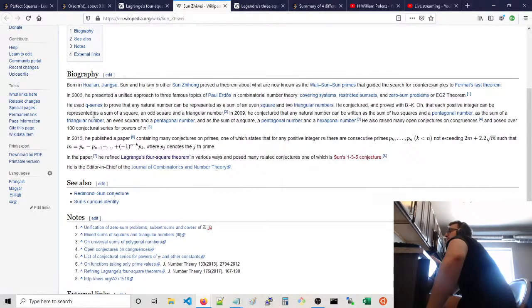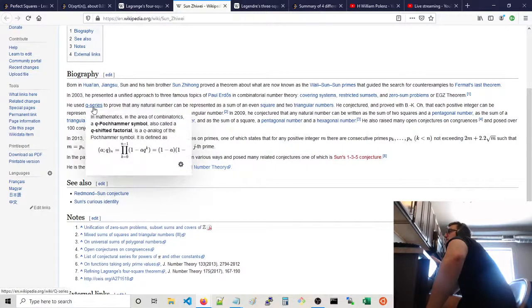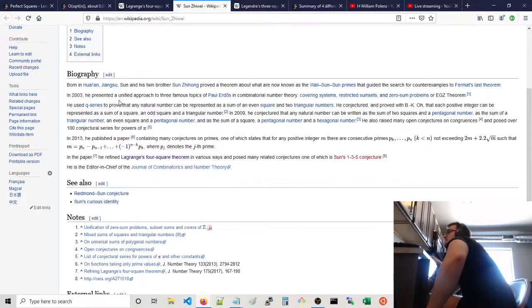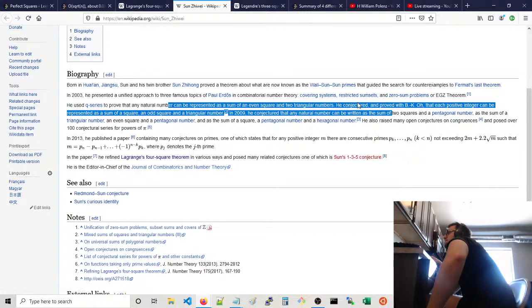Abelian groups. I don't know much about abelian groups. Q series. Q Pochhammer symbol, also known as the Q-shifted factorial, a Q analog of the Pochhammer symbol. I don't know what that is. Any natural number groups, and this is so an even square and two triangular numbers.